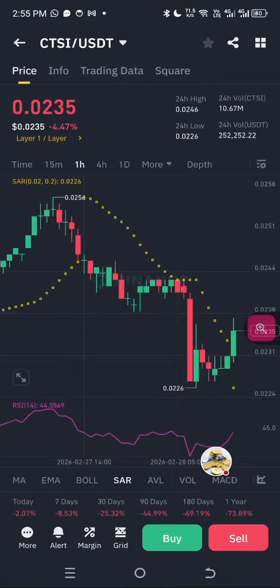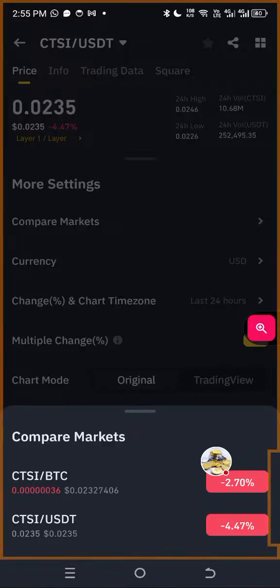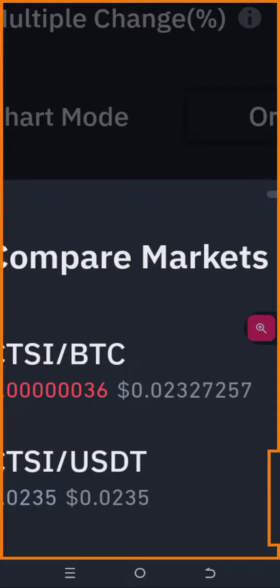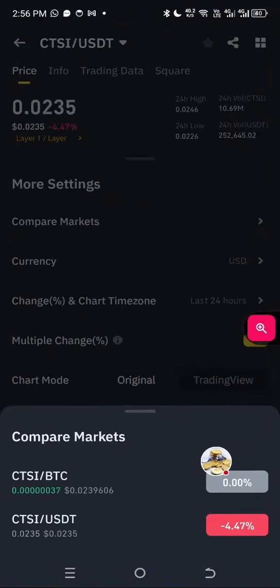Let's quickly go and check the compare markets. So the compare markets, let's see what is going on here. Okay, we have 0232, 0235. Interesting. 0232 and 0235. Now, look at this now. Can you see that CTSI USDT is higher than BTC? So that means we are going to start with the BTC leg. Now, I don't advise it if you want to make a fast trade. Oh, what has happened here? Has it gone up?